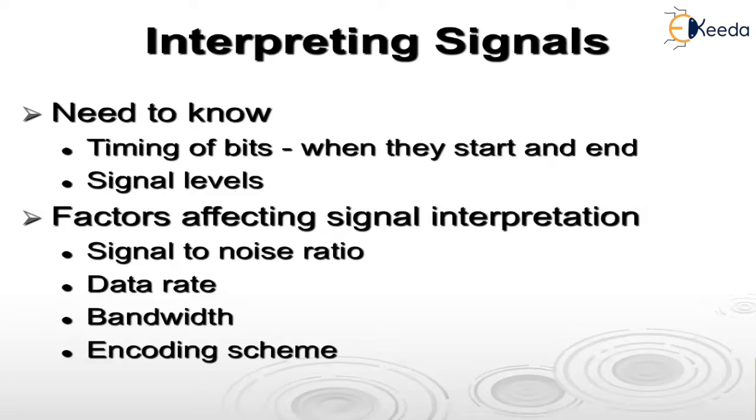There are three factors which are important in signal interpretation, and these factors are signal to noise ratio, data rate, and the bandwidth. An increase in the data rate increases the bit error rate. An increase in the signal to noise ratio decreases the bit error rate. An increase in bandwidth allows an increase in the bit rate.